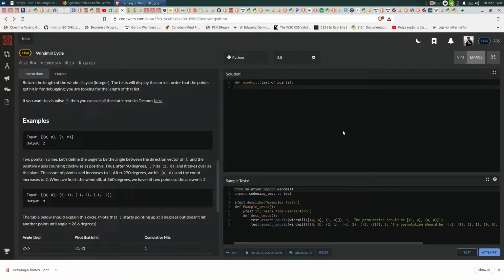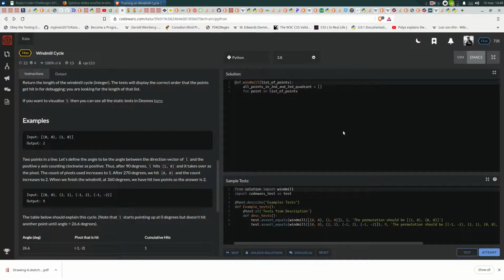So copy points in second and third points, all points in second and third quadrant. That's an empty list, and so we do for point in list of points.